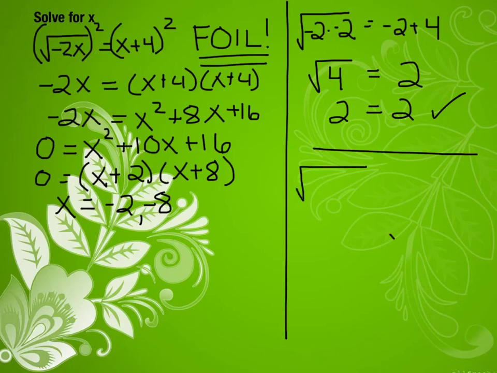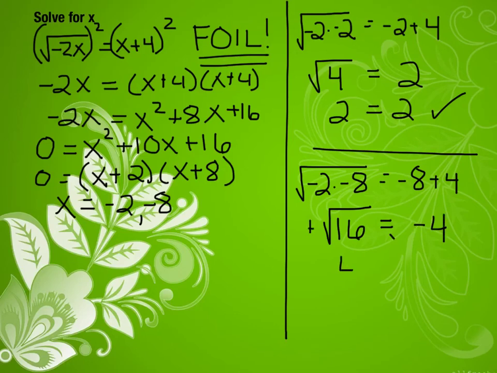All right, now let's check the other one. We want to take the square root of negative 2 times negative 8 equals negative 8 plus 4. So we're taking the square root of positive 16 equals negative 8 plus 4, which is negative 4. Now, note this is the positive square root of 16, so this is positive 4. And positive 4 does not equal negative 4. Nope, so that's not a good answer. Negative 8 will not work. The only answer that does work is x equals negative 2. And we're finished.